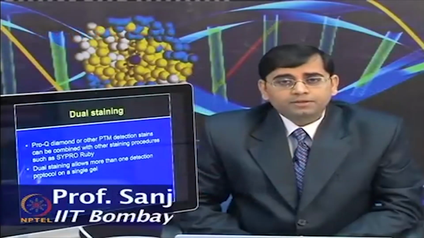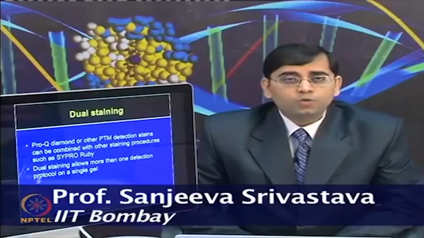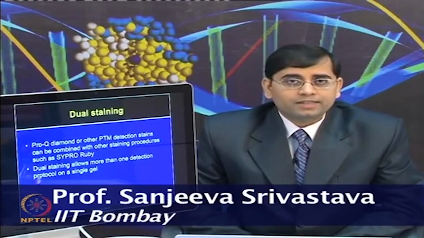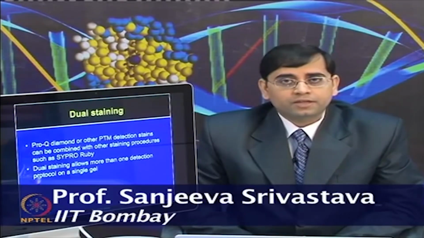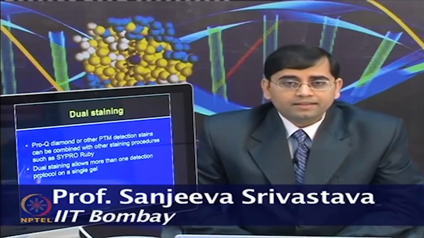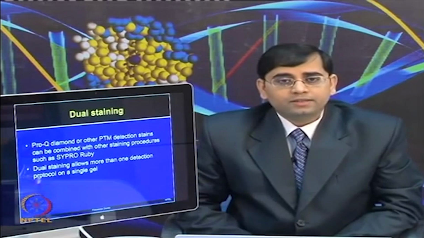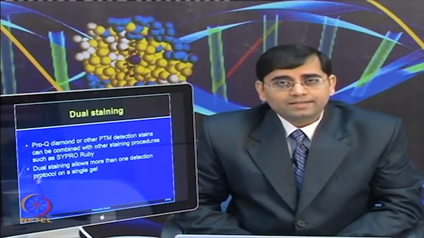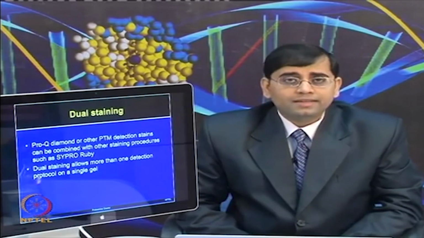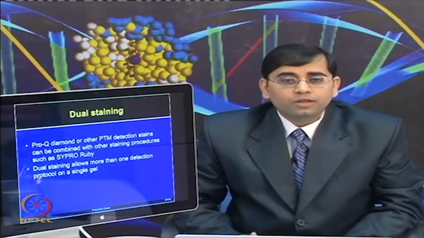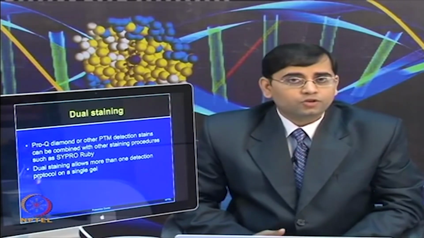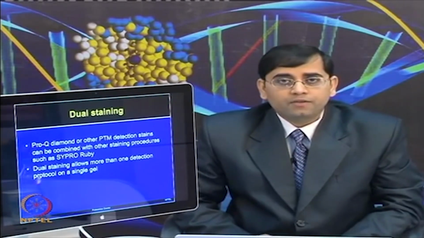So, in the animation you have seen how Pro-Q Diamond can be used to detect the post-translationally modified or phosphorylated form of the proteins, and then other staining procedures such as Sypro Ruby can be used for dual staining. Now, dual staining allows more than one detection protocol on the same gel. So, it has a lot of merit, and I hope after watching this animation you are able to appreciate that.